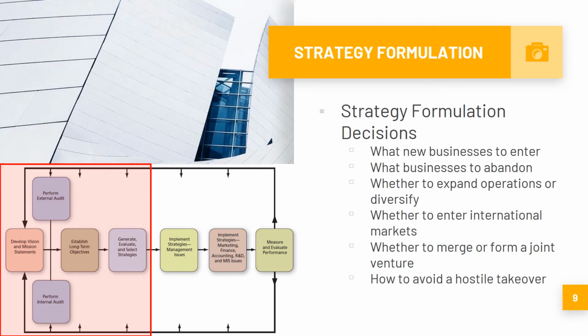Some of the most important decisions in strategy formulation stage are as follows. First, what new business to enter. Next, what business to abandon? And some other questions to be considered are whether to expand operations or diversify, whether to enter international markets, whether to merge or form a joint venture, and finally, how to avoid a hostile takeover.